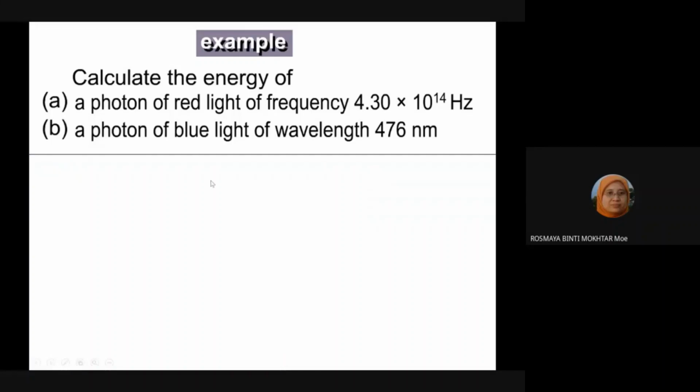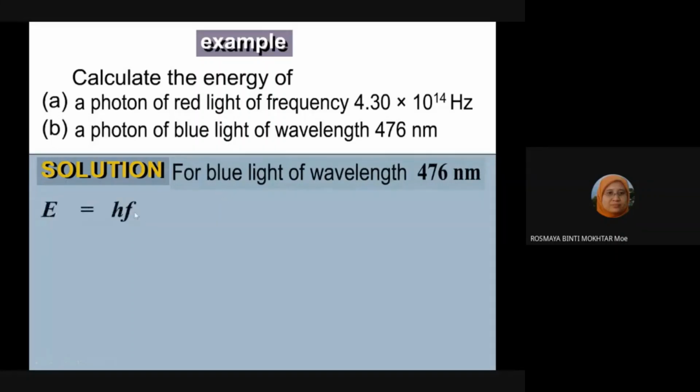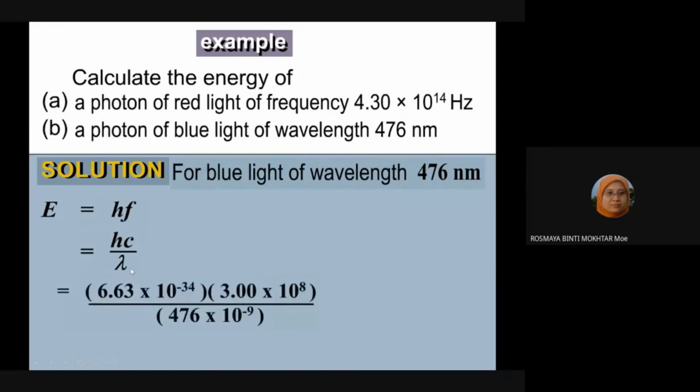Okay, so we do question B. Question B, a photon of blue light of wavelength 476 nanometer. So now the wavelength is given. If the wavelength is given, for f you use c per lambda. So f is c per lambda. You substitute h, Planck constant, 6.63 times 10 to the power negative 34, then c, the speed of light, 3 times 10 to the power 8, divided by lambda, the wavelength, 476 converted to meter, times 10 to the power negative 9 meter. So the answer in joule is 4.18 times 10 to the power negative 19 joule.